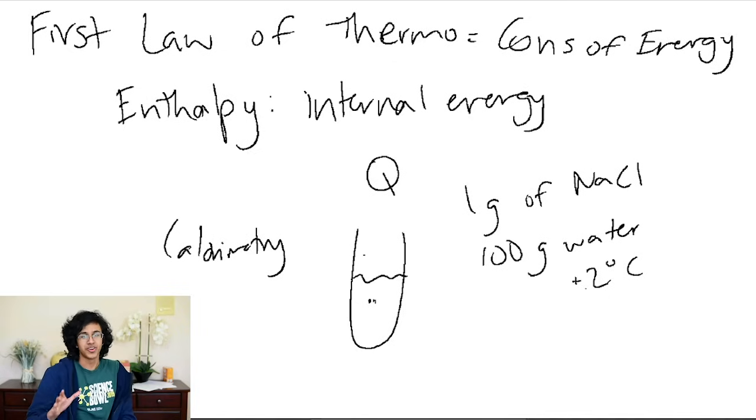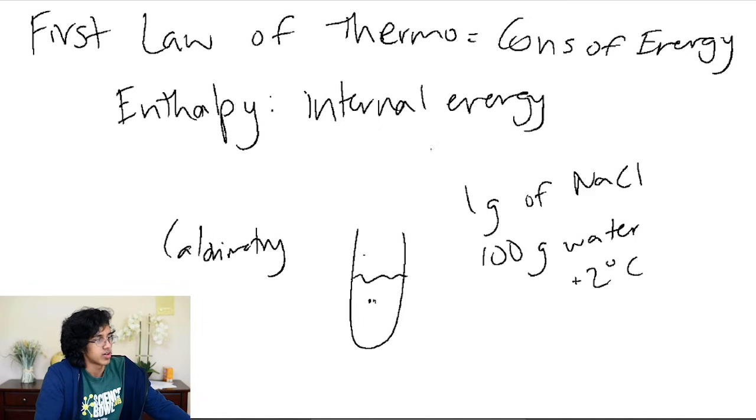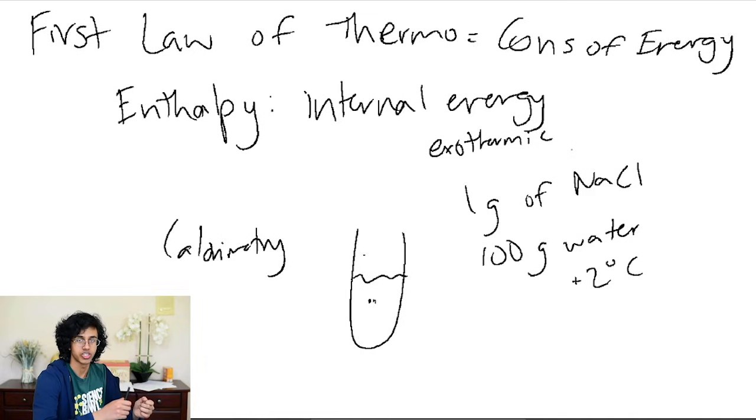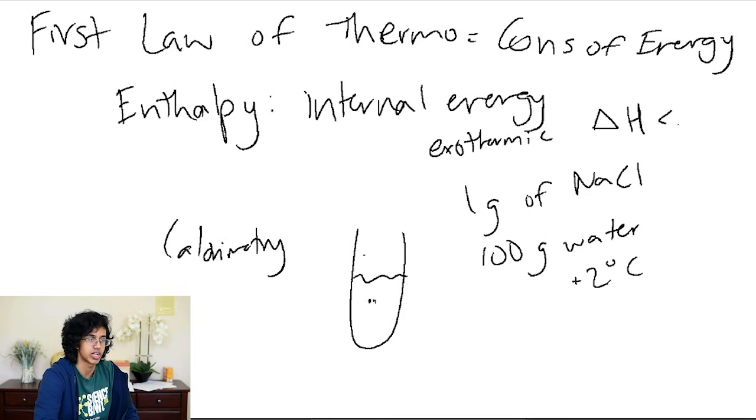Now, I really don't know whether NaCl dissolving is exothermic or endothermic, but I'm just going to say it's positive 2 degrees Celsius. That means that the NaCl released energy into the water, so the reaction is exothermic. Let's explain this real quick. Exothermic means that the system releases energy. That means the system itself is going to lose energy because it's giving energy off, so your ΔH, your change in enthalpy, is going to be less than 0.